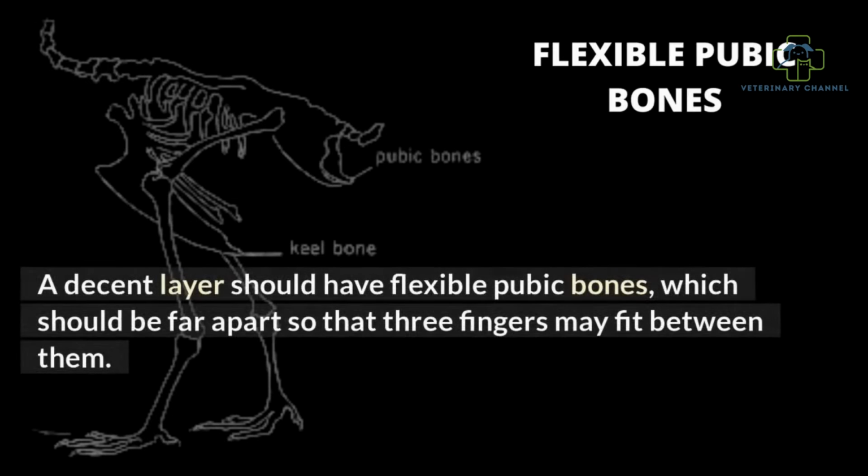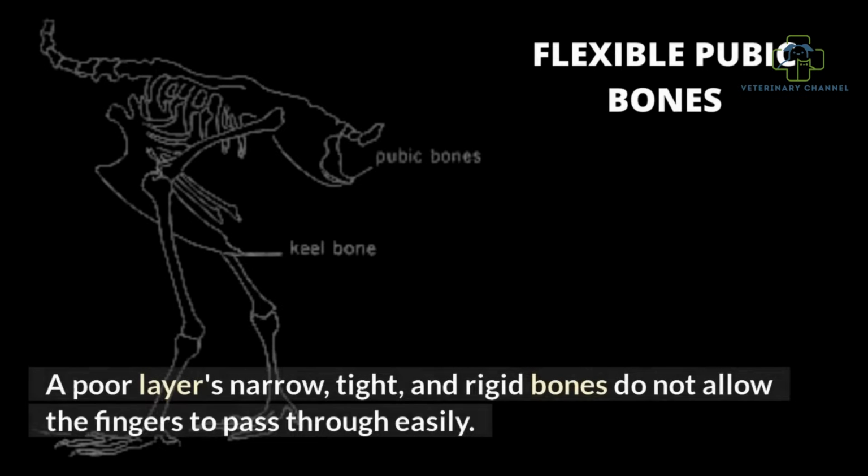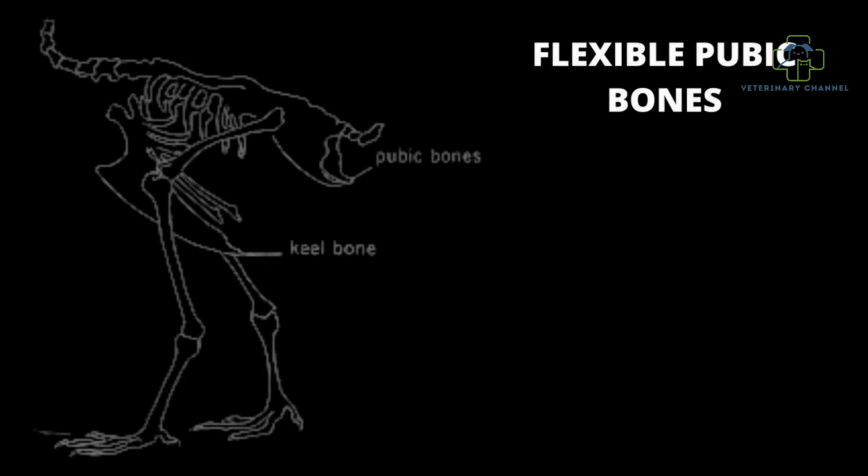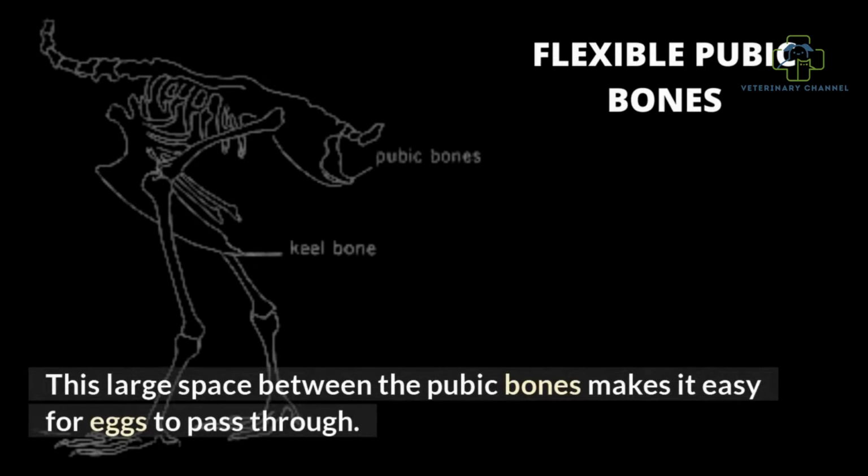A decent layer should have flexible pubic bones, which should be far apart so that 3 fingers may fit between them. A poor layer's narrow, tight, and rigid bones do not allow the fingers to pass through easily. This large space between the pubic bones makes it easy for eggs to pass through.